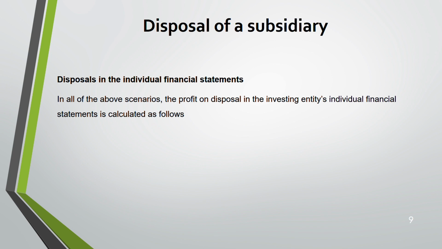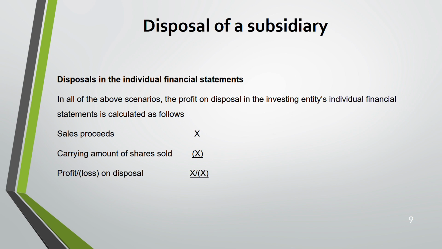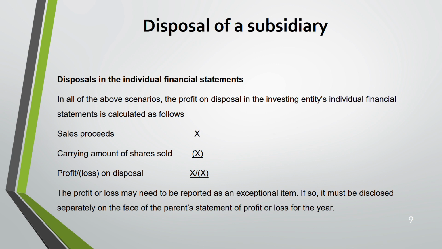Okay. In the individual financial statements, this is how you do it. You have to calculate a profit. Obviously, when you're disposing, it's a profit, right? So profit on disposal needs to be calculated. And in your individual financial statement, this is how you do that. Sale proceeds minus the carrying amount of the shares sold gives profit and loss. And this profit and loss is reported as an exceptional item, and it is disclosed separately on the face of the parent's statement of profit and loss.